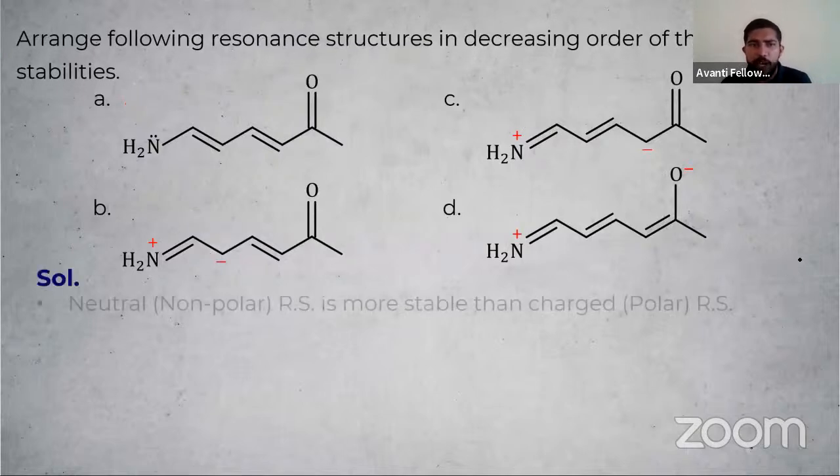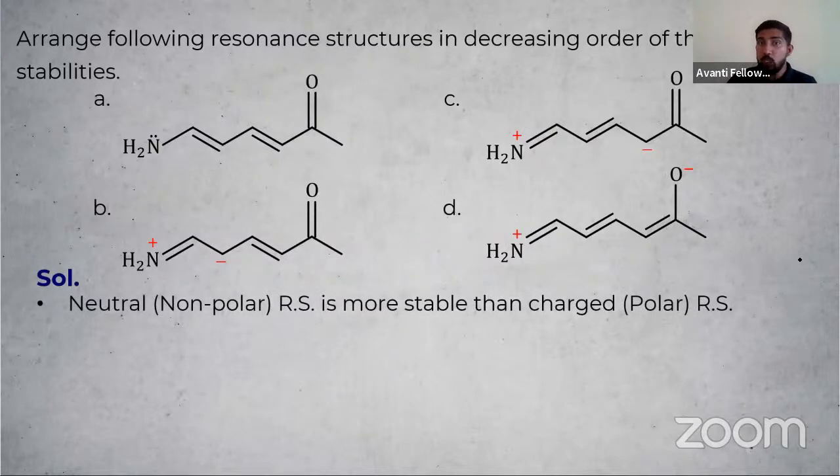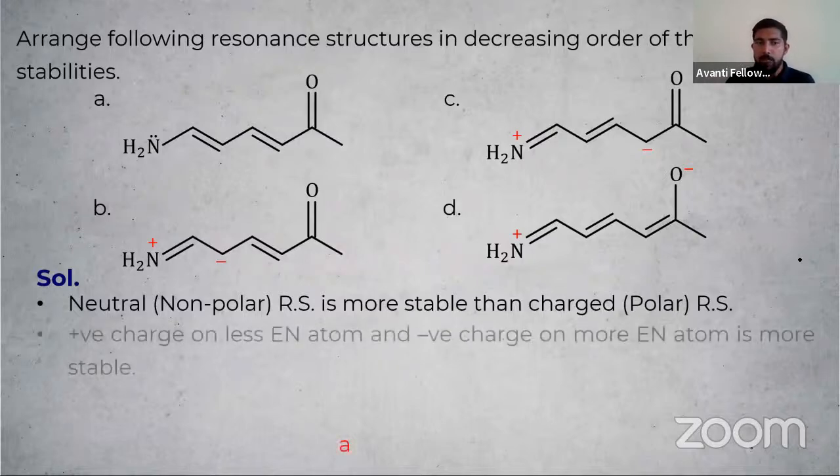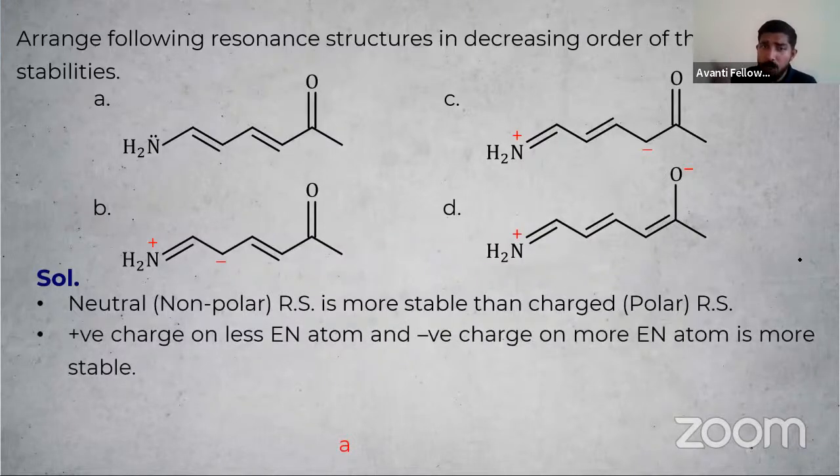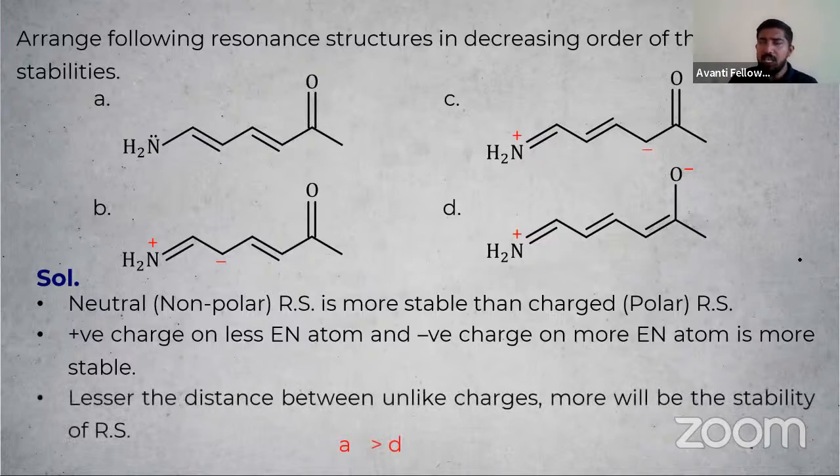So these are the different options. First one, neutral: neutral has more stability. Then the second point: the more electronegative atom should get the negative charge, then our resonance structure is more stable. Then the next point, that is charge: if dissimilar charges are close to each other, then that structure will be more stable. These are the points that we discussed in the last class. So the correct order is A, then D, then B, then C. This is the correct option about the stability of resonance structures.